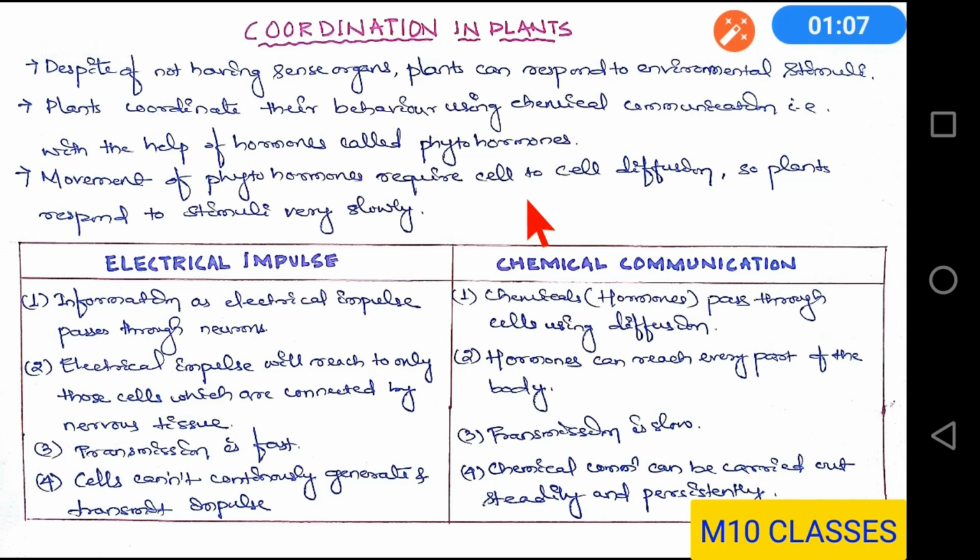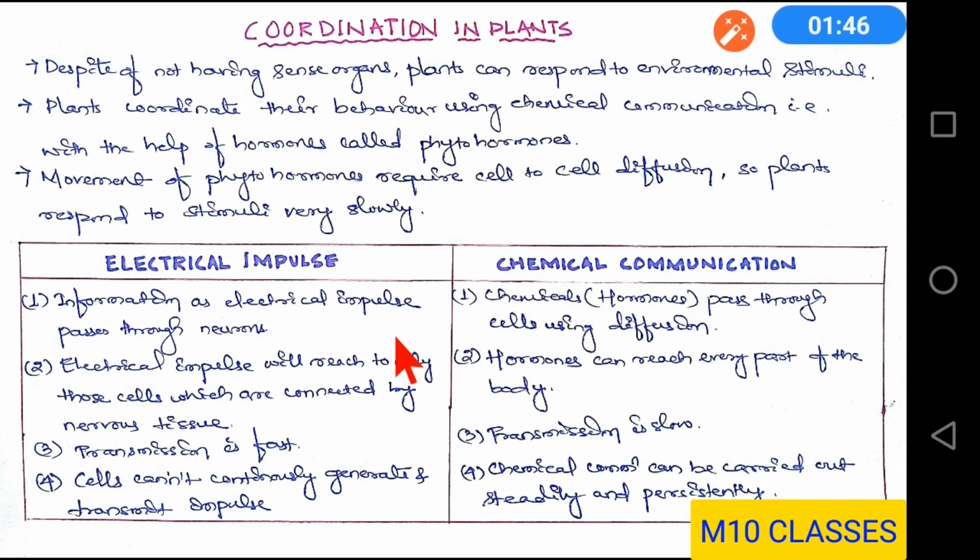Now, these phytohormones are nothing but some chemical substances. So here, as the plants lack nervous tissue, they are using an alternative mode of communication, that is chemical communication, and that is through chemicals called hormones. Now, chemicals cannot get transferred very fast, so they need cell to cell diffusion, which is very slow. So the responses of the plants are very slow. Now let us see what is the difference between the transfer of information as an electrical impulse through nervous system and chemical communication.